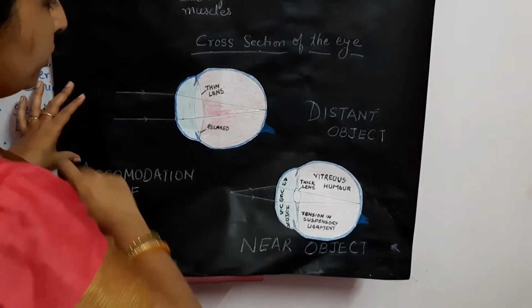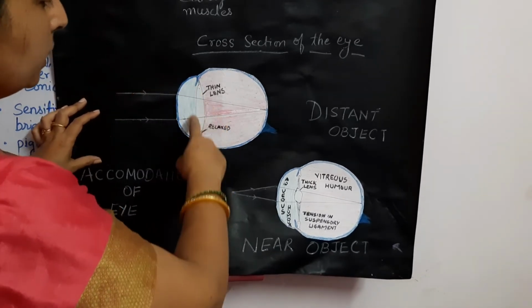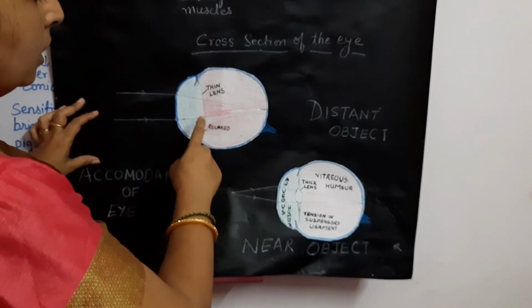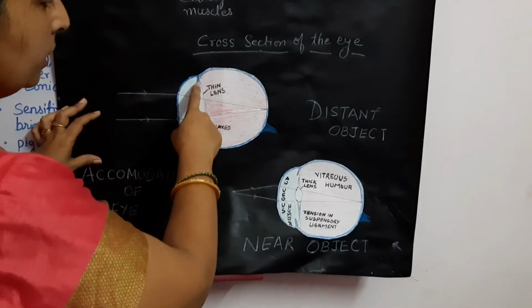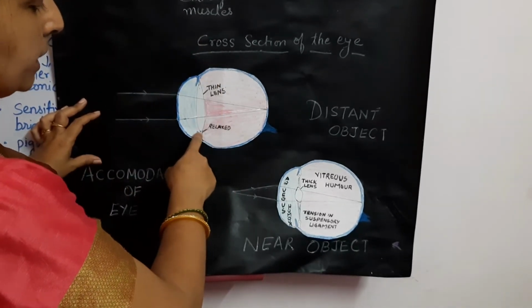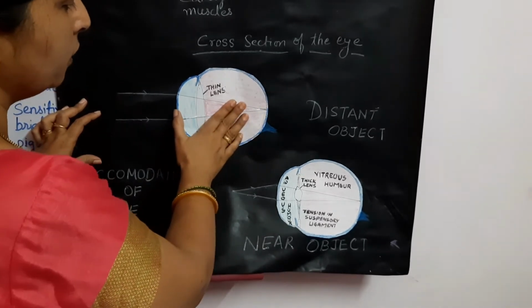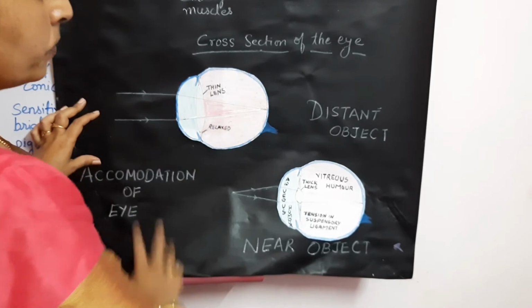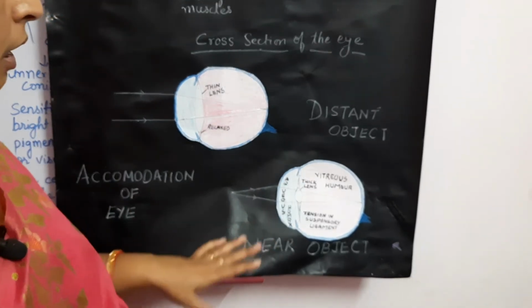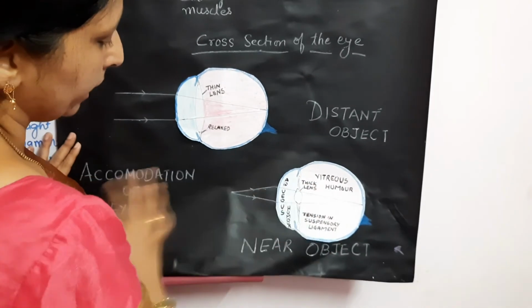If the light ray comes from a distant place, then this lens is thin in structure, thin and elongated, and the ciliary muscles are in a relaxed state. So this is the normal condition of the eye, but if we have to see a nearby object, then the accommodation is somewhat like this one.